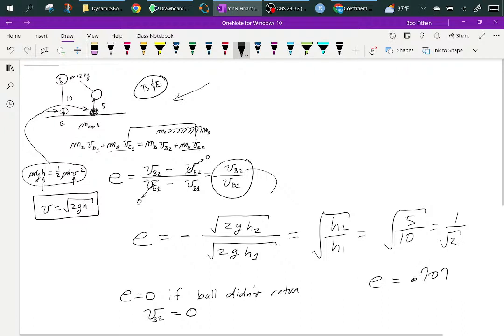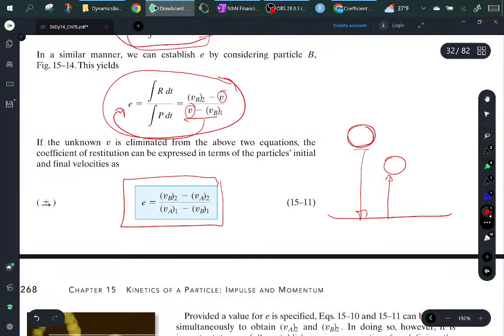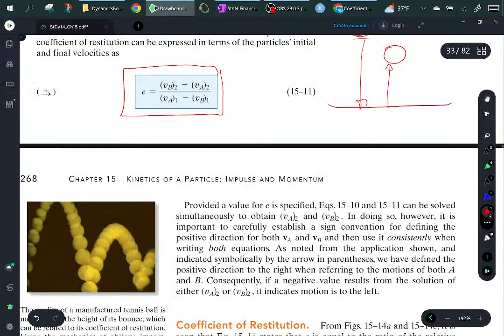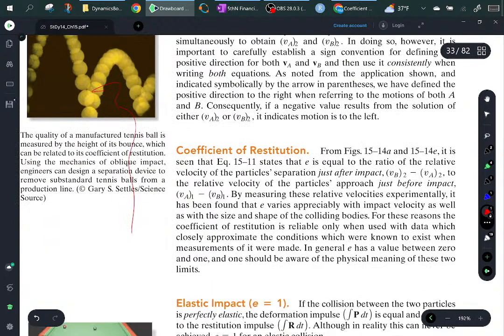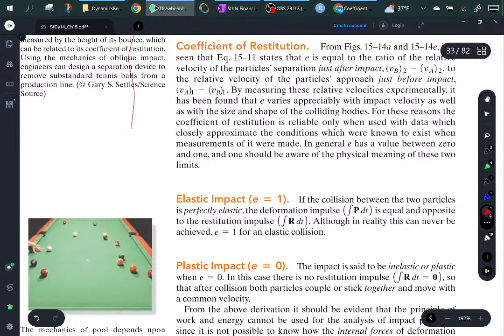But let's say the ball was a super ball and it returned to the same height. If it returned to the same height, it would just be 10 over 10 or 1. So what you got is a range from 0 to 1. And that's what he talks about in this. Okay, coefficient of restitution. There's your tennis ball bouncing. An elastic impact is when E is equal to 1.